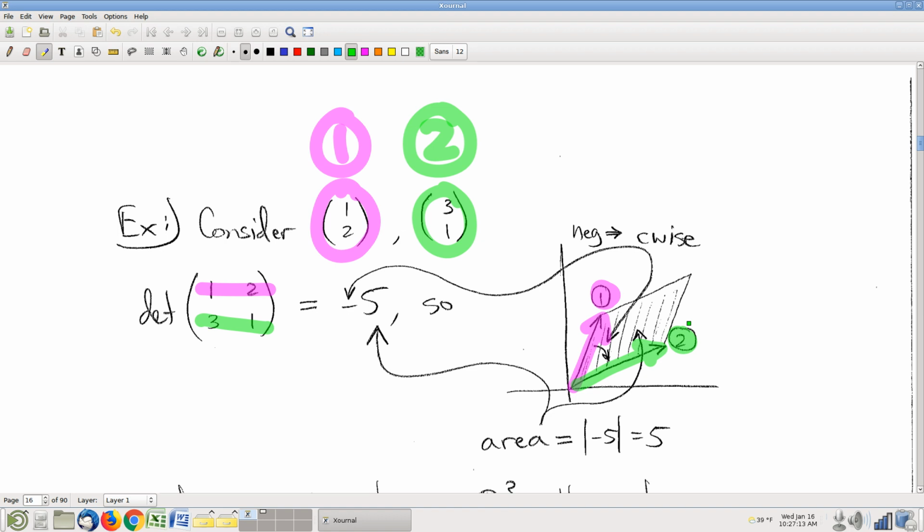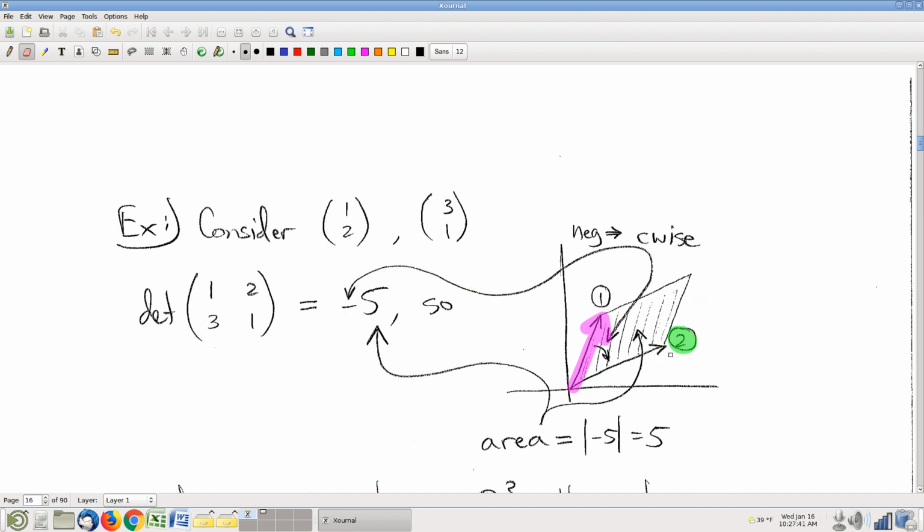And you can immediately see the correspondence between the sign and the order. So let's see here. Compute that determinant, AD minus BC. It's negative. And that negative is indicative of this being clockwise. Right? From the first vector to the second vector is a clockwise rotation. Everybody on board? Okay. Likewise, the 5 represents that this area is 5.